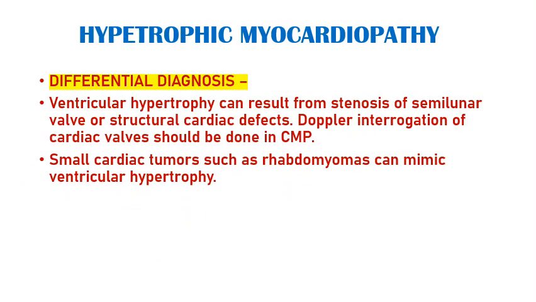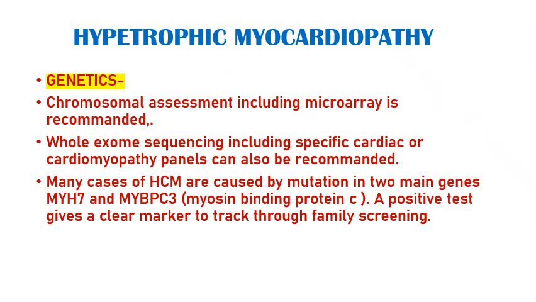In differential diagnosis, ventricular hypertrophy can result from stenosis of a semilunar valve or structural cardiac defects. Doppler interrogation of cardiac valves should be done in CMPs. Small cardiac tumors such as rhabdomyoma can also mimic ventricular hypertrophy.